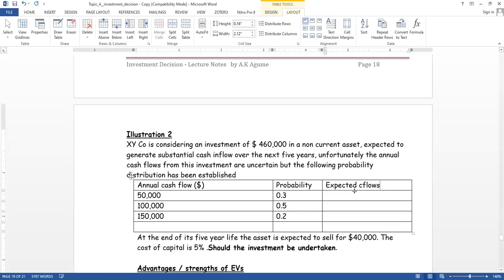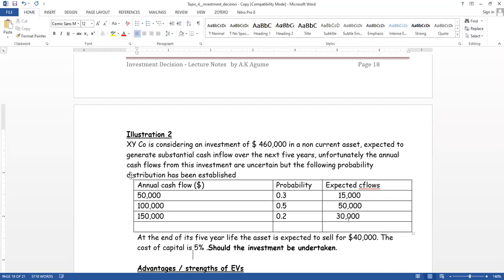Okay. So meaning that here, if the annual cash flow is 50, but the probability of getting that is 0.3. So when you multiply, what do you get? 50 times 0.3. 15,000. Yes. Then for this other one? 50,000. Then for this other one? 30,000.